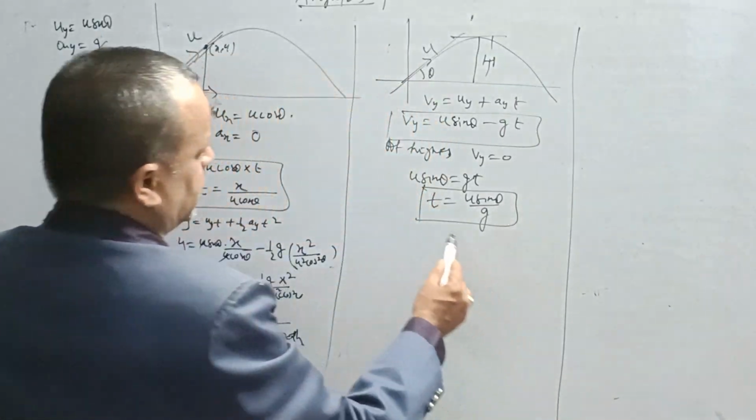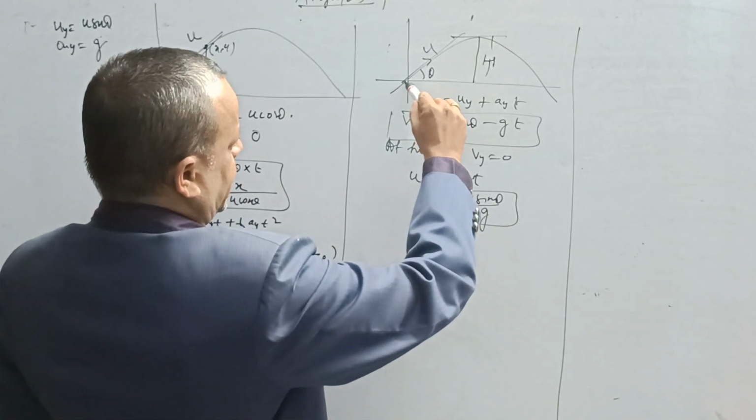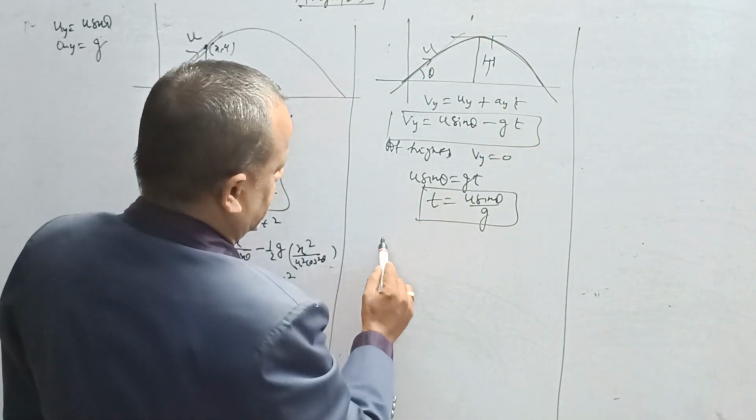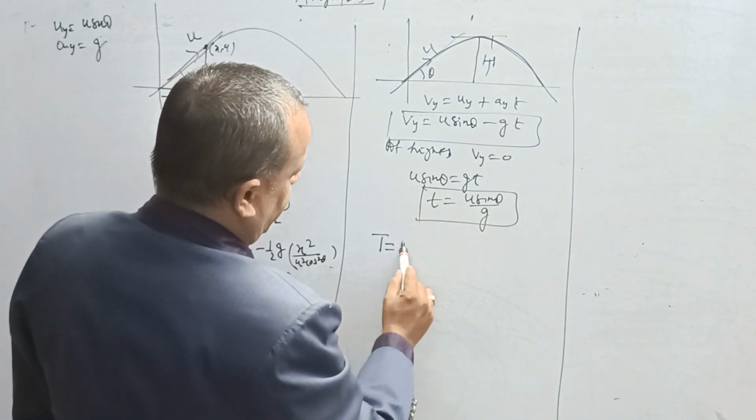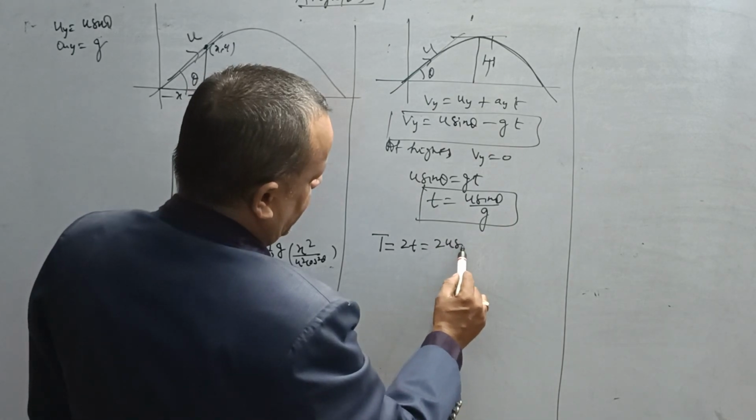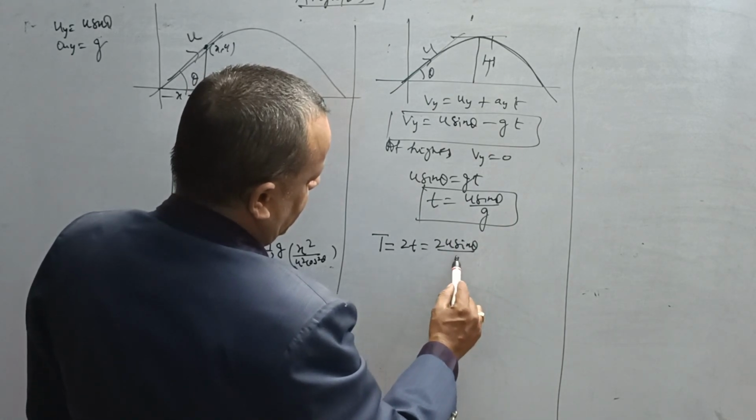And we know that whatever time it has taken to reach the highest point, the time of ascent is equivalent to the time of descent. The total time of flight will be equivalent to 2t, this is 2u sin theta by g.